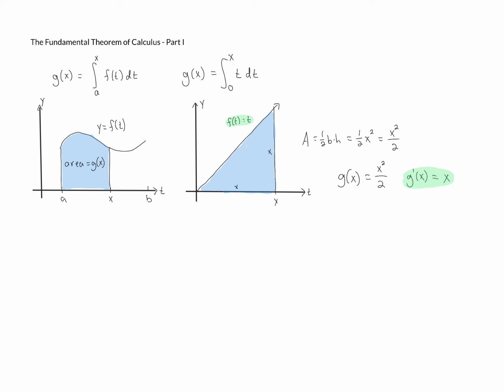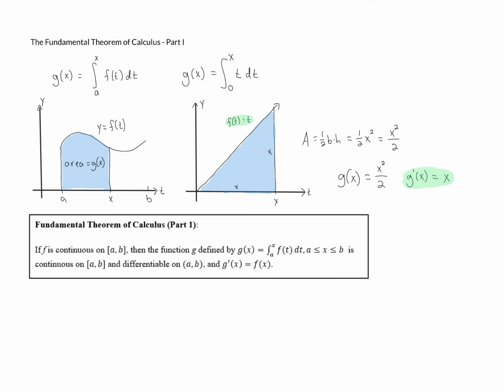And so the thing I want to point out is g of x was defined as an integral of f of t. And so if we take f of t and we integrate, we get g of x. And then if we differentiate, we get g prime of x, which is effectively the same function that we started with. So we started with a function, we integrated that function, and then we differentiated the result, and what we ended up with is effectively what we started with. And that is what the first part of the fundamental theorem of calculus tells us.